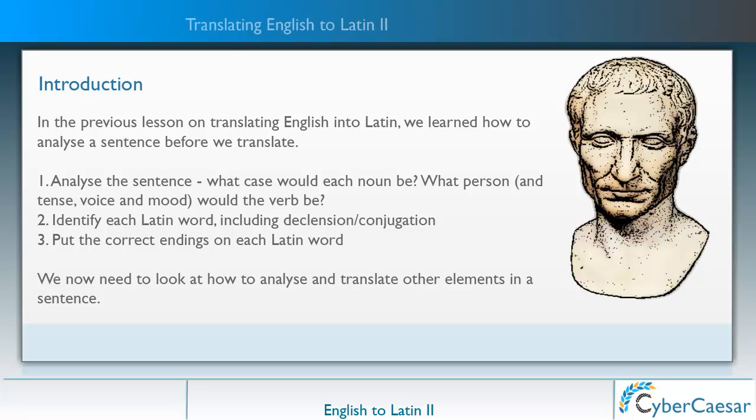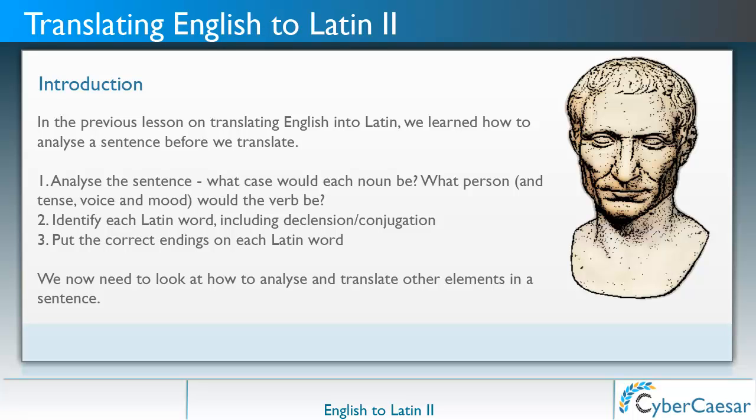In the previous lesson on translating English into Latin, we learned how to analyze a sentence before we translate. Analyze the sentence. What case would each noun be? What person would the verb be? Identify each Latin word, including declension and conjugation. Put the correct endings on each Latin word. We now need to look at how to analyze and translate other elements in a sentence.